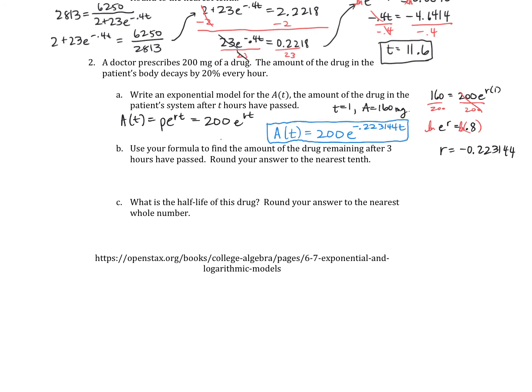Part B is use the formula that we just found to find the amount of the drug remaining after 3 hours have passed. Round your answer to the nearest tenth. So T represents time, so we're simply going to put in 3 for T. So 200 e to the negative 0.223144 times 3. And when we put that in our calculator, we should get 102.39986. It says round to the nearest tenth, so 102.4.